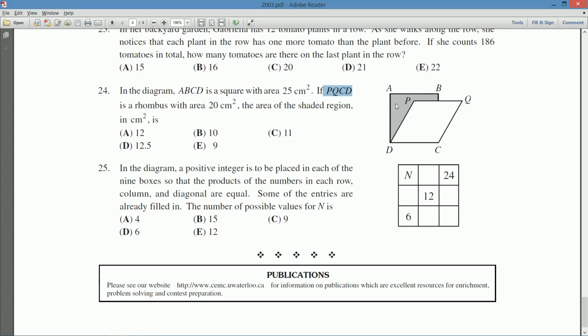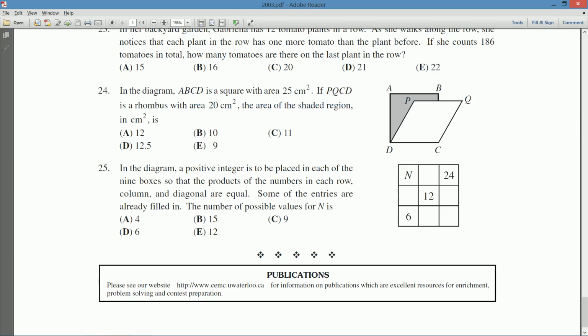If PQCD is a rhombus, so a rhombus is a parallelogram where all the side lengths are the same. So I know that PD is the same as DC, and hey, DC is part of the square, so it's side length 5, so I know that the rhombus has side lengths of 5 as well. So this particular rhombus has area 20 centimeters squared, and it's another area of the shaded region question.